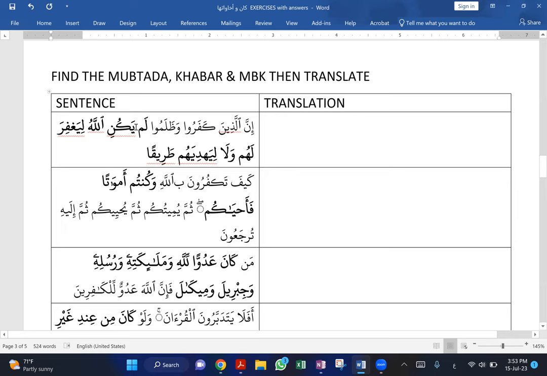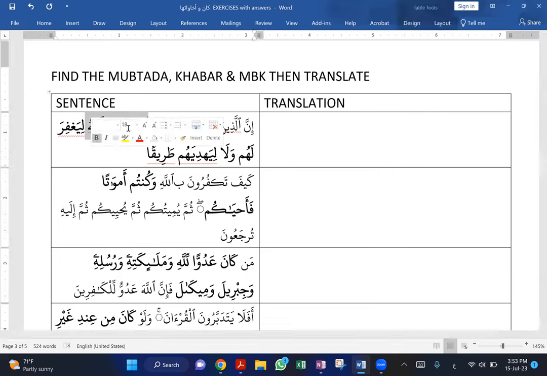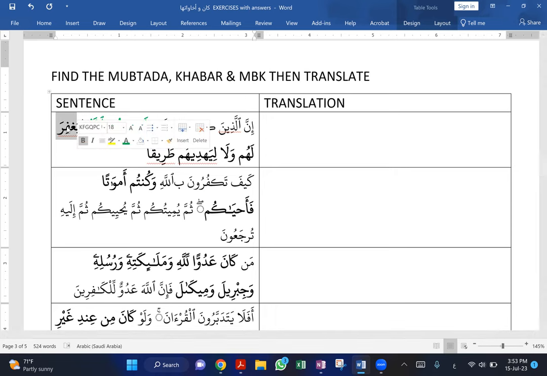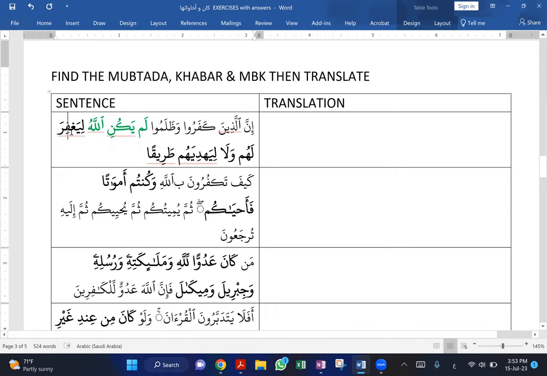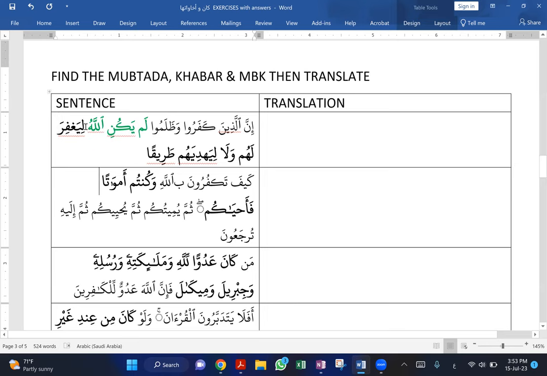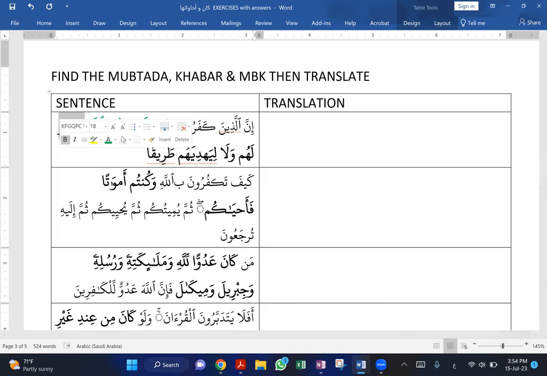لم يكن الله. Then الله is the mubtada, so I'm going to color that green. ليغفر, is it متعلق بالخبر? No, I'm sorry, this is a mudari' verb actually. So it must be the khabar of kana. Remember the light harf: أن، لكي، إذن، حتى made يغفر mansub. Yes, so this will be the khabar of kana. We're going to make it blue.